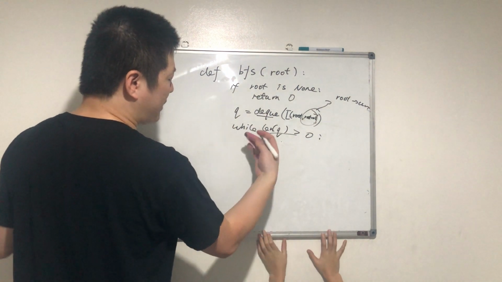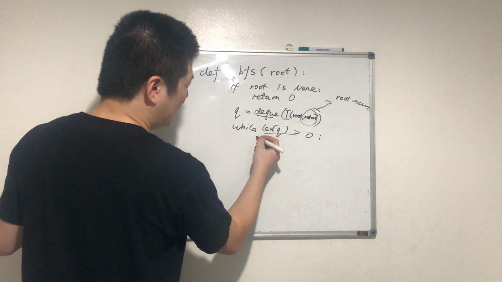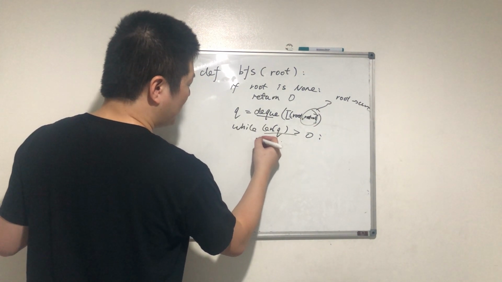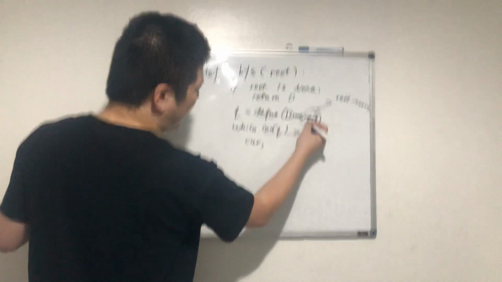And how do we dequeue it? How do we get the element from the Q? Pop it. Pop left or pop? Pop left. Okay, now we need to assign it to current and then value, yeah?